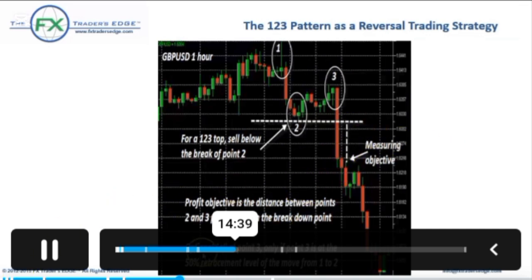An optional sell is at point 3, but only if point 3 is at the 50% retracement level of the move from 1 to 2, and only when you see some reversal candlestick patterns. So if you are watching the market here, you see that we have a strong red candlestick moving down. You might place an entry right below the low of this middle candle, and then you're triggered before the break of point 2. So that's a choice that you as a trader have to make, whether you're going to trigger below point 2 or at point 3.